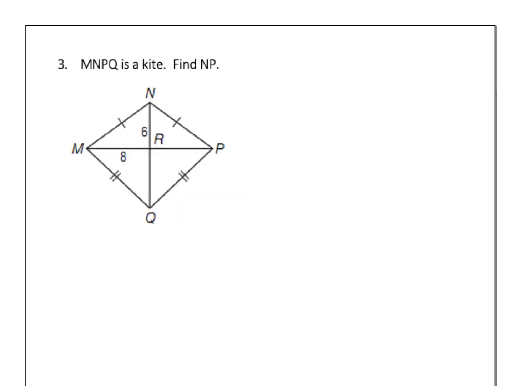Number 3. MNPQ is a kite. Find NP. All right, so they want us to find the distance from N to P over here. In a kite, one diagonal gets bisected. So it's this one right here. This and this will be the same size in a kite. So from M to R and from P to R. Notice M to R is 8, so P to R is also 8.